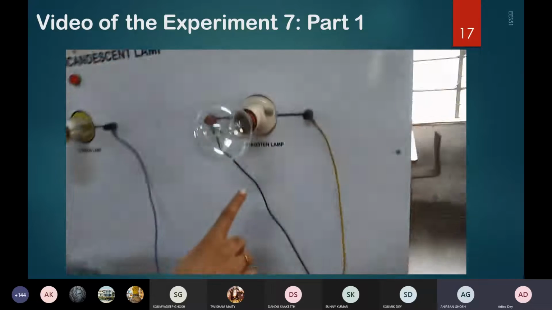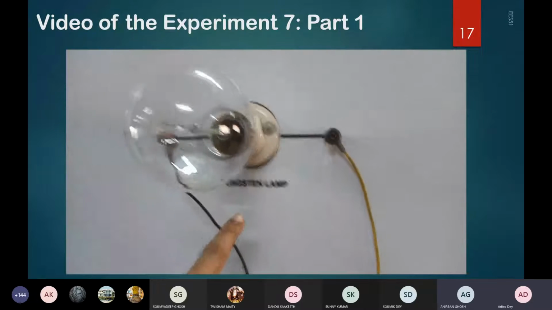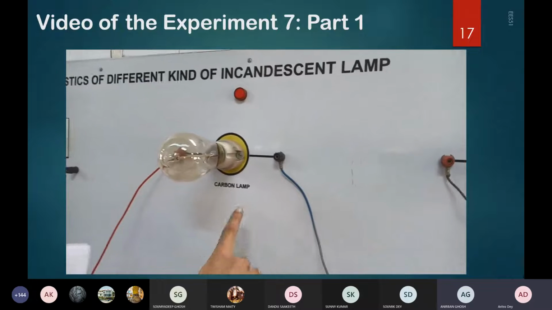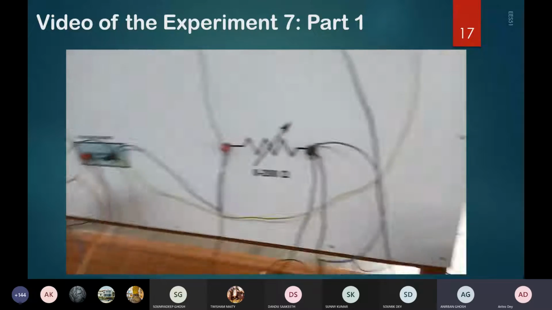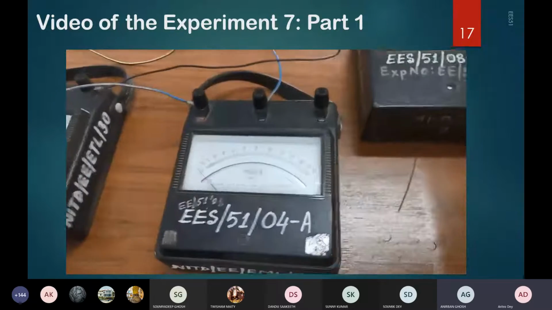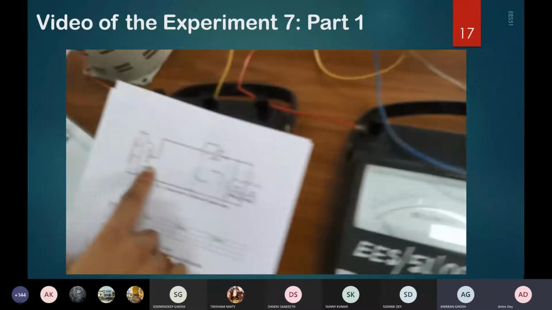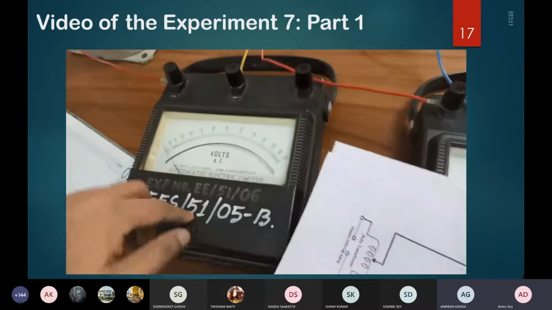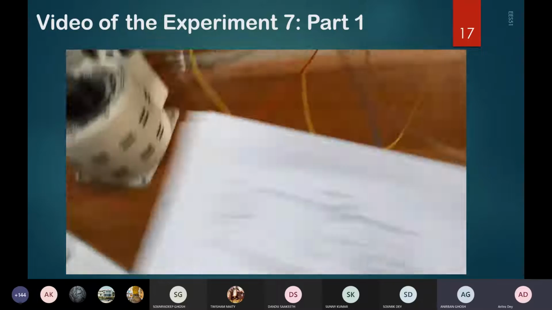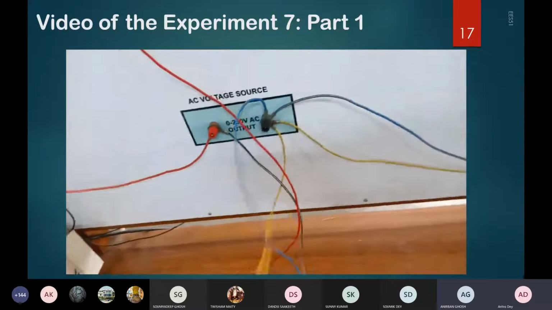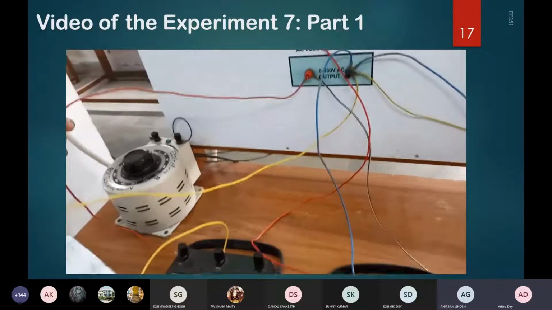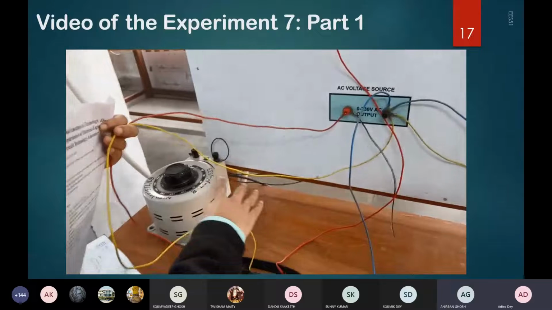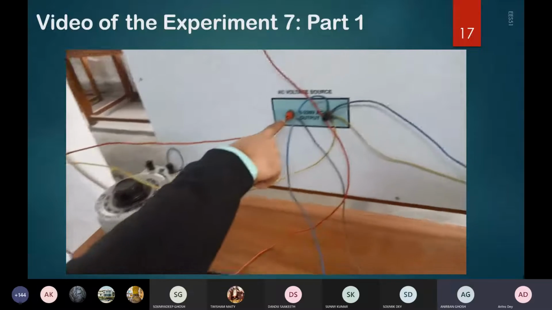As you can see, this is your tungsten lamp and this is your carbon lamp, right? And we are using a total of 2 voltmeters. One voltmeter is connected as shown across the variac. This is your V1, which I have connected across the variac like this. So these are connected in parallel. I have connected this voltmeter parallel to the auto transformer or variac, because the auto transformer is connected at this point, right?